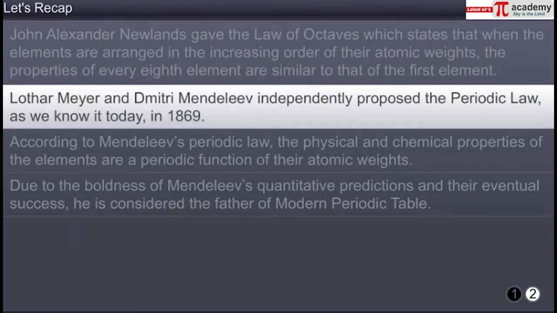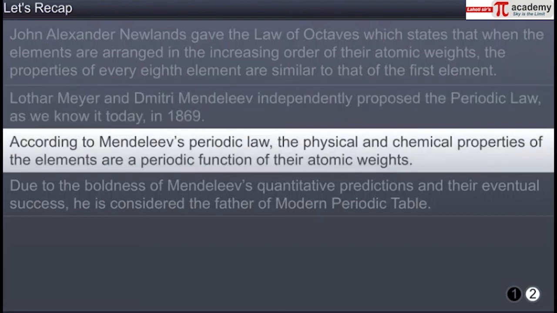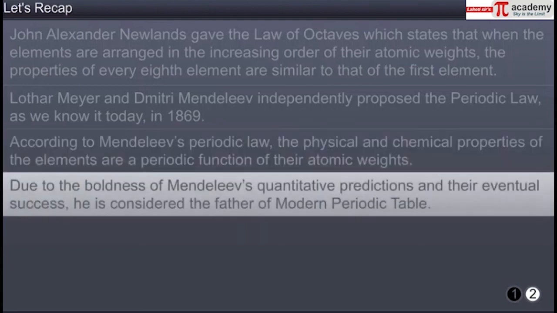Lothar Meyer and Dmitri Mendeleev independently proposed the periodic law, as we know it today, in 1869. According to Mendeleev's periodic law, the physical and chemical properties of the elements are a periodic function of their atomic weights. Due to the boldness of Mendeleev's quantitative predictions and their eventual success, he is considered the father of modern periodic table.